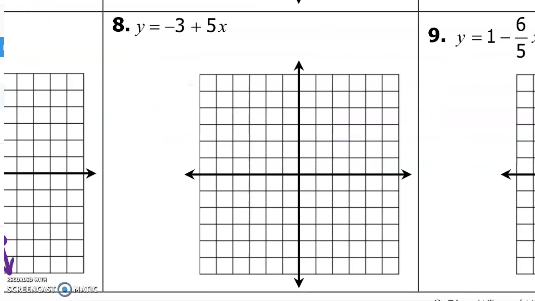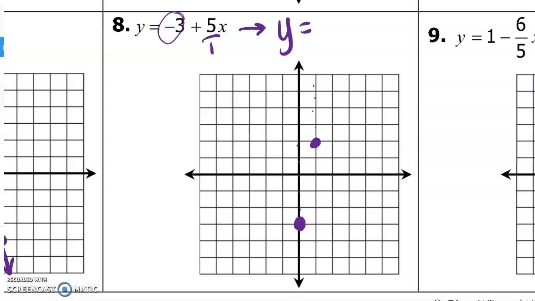Now, 8 and 9 are not in slope-intercept form. So step 1 did say to put them in slope-intercept form. If you can tell which one is your slope because it's multiplied by the x, you don't have to change it. So if you can look at number 8 and say, oh, I know I need to start down 3, and then my slope is 5 over 1. 1, 2, 3, 4, 5 over 1. It won't fit, so we can only do 2. Then that's fine.